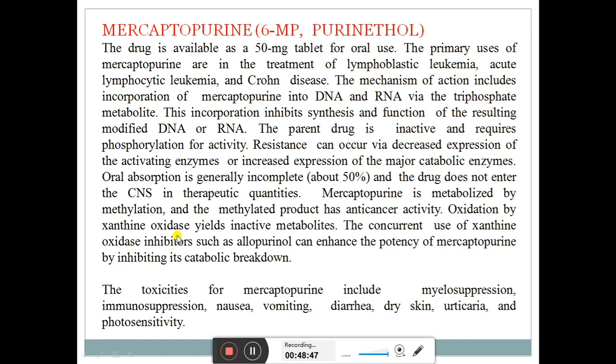The next drug is mercaptopurine, which is a purine analog. It is also referred to as 6-MP.